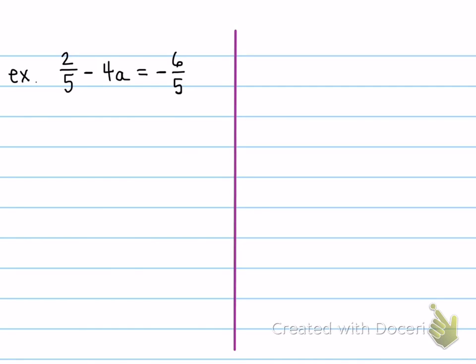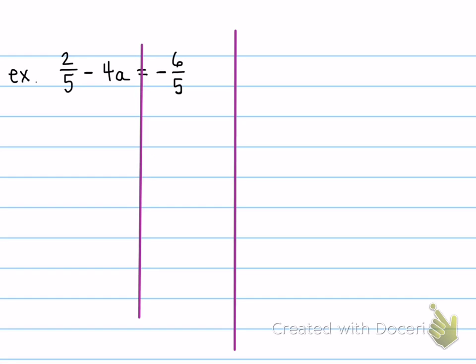Okay, we're looking at 2/5 minus 4a equals negative 6/5. Give it a try. Let's see how you do. So this problem has multiple things that people tend to mess up on. So I want you to listen very, very carefully to make sure that you're understanding all the different concepts here.